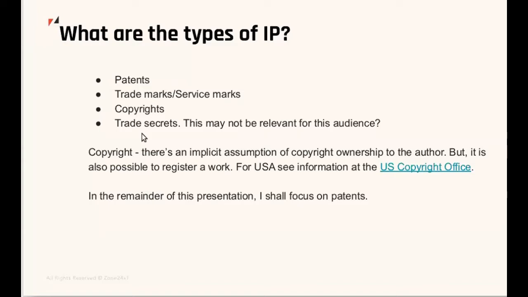Now there's copyright. This is quite important. I just want to write two or three sentences on it, that's all. Usually in copyright law, there's something called an implicit assumption of copyright ownership to the owner, the author. That's why you see quite often in documents, or even in programming code, something stating the year in which it was provided in a licensed manner or whatever. You see that quite often in code. So that's what it is. But it is also possible to register a work.